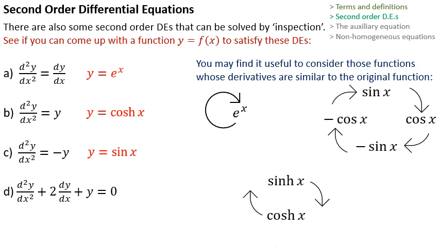And for part D, it takes a bit more work, but if you've persisted with it, you should find you end up with something like e to the minus x. This works well. Because although the first derivative and the second derivative are different, the second derivative is the same as the original. Minus e to the minus x is the same as e to the minus x.